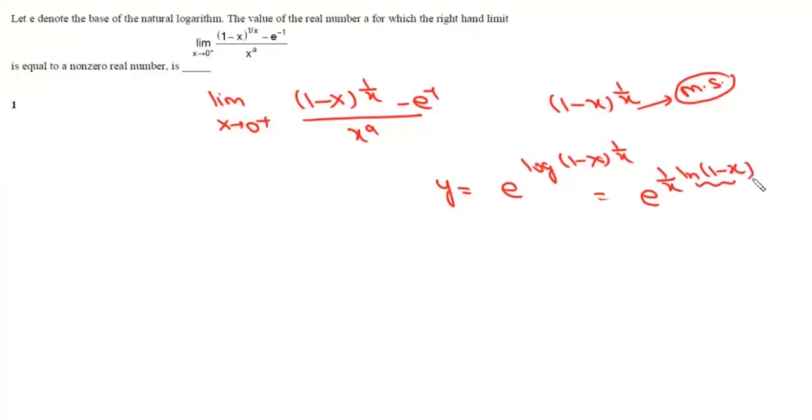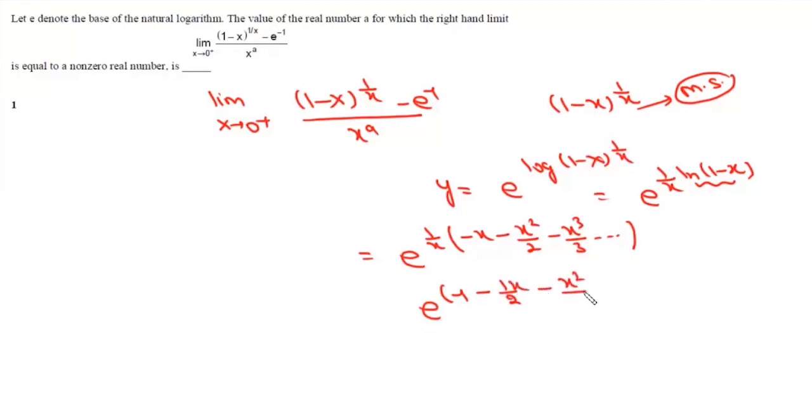Now we'll use the expansion of log (1 minus x). So it will be e to the power 1 by x times minus x minus x square upon 2 minus x cube upon 3, and so on and so forth. So it will be e to the power minus 1 minus 1 by 2 x minus x square by 3. Now we'll take e to the power minus 1 common. We can write this as e to the power minus 1 times e to the power minus x by 2 minus x square by 3 up to infinite.